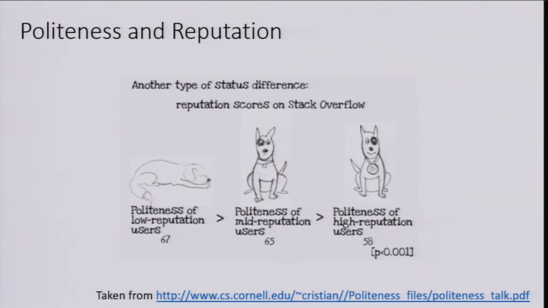The second one, this study was on Stack Overflow. It's about the reputation of a user. So on Stack Overflow, different users have different reputations. Some are very good at answering questions, know a lot of things and stuff like that. So there are people with high reputation, and then on the other extreme, people with low reputation. As you see, there's an inverse correlation. So very highly reputed people don't need to be that polite, whereas low reputation people are typically much more polite on Stack Overflow. And this is highly significant statistically also.